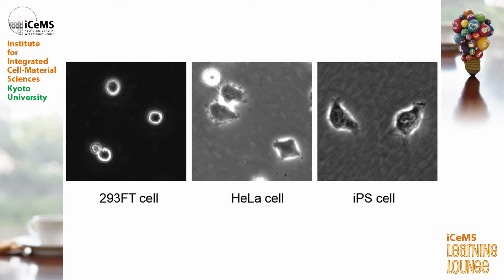Left images are 293FT cells detached from the surface of the culture dishes. And middle and right images are the HeLa cells and iPS cells cultured in low density, respectively. So, as you can see, these images are very different from those in the previous slide. So, like this, the morphology of the cells depends on the culture condition.